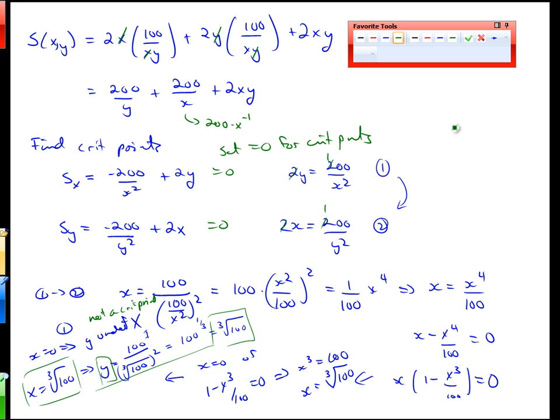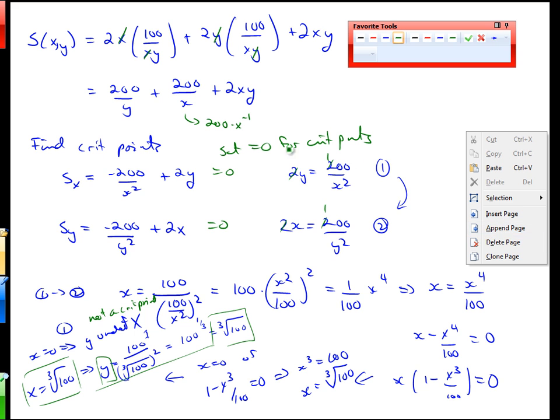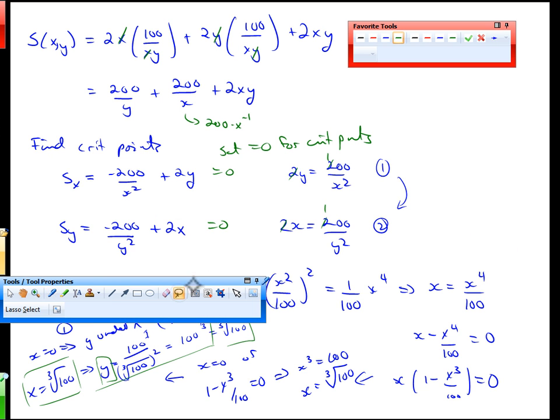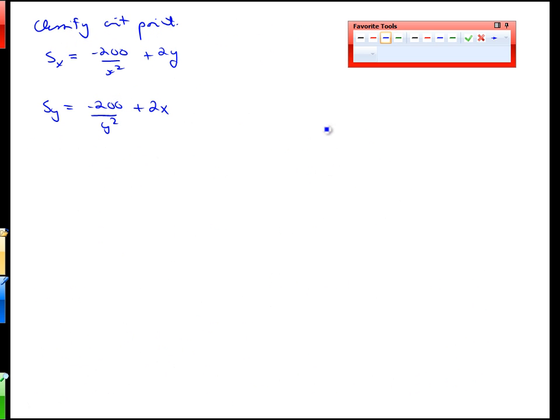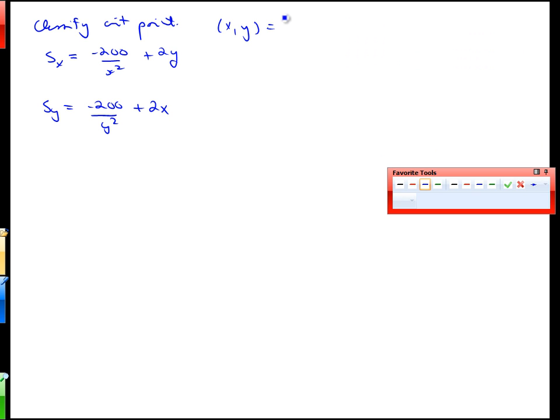What we'd like to do is verify that, in fact, it is a critical point that's a local minimum. So we're going to show that. Let's grab this part, our first derivatives. So our goal now is to classify the critical point that we found, which was x, y equals the cube root of 100 and the cube root of 100. We have our first derivatives, and so from there we can find our second derivatives with respect to xx, yy, and xy. What do we have here?